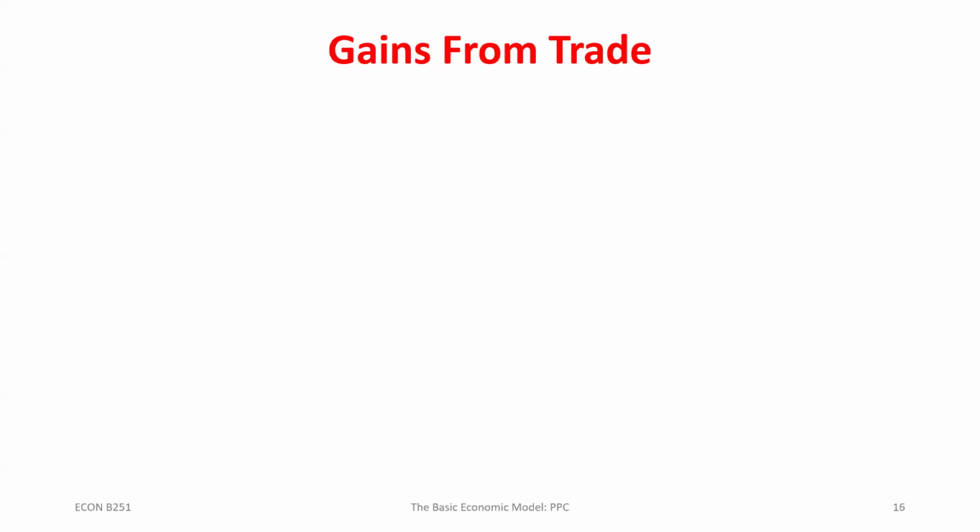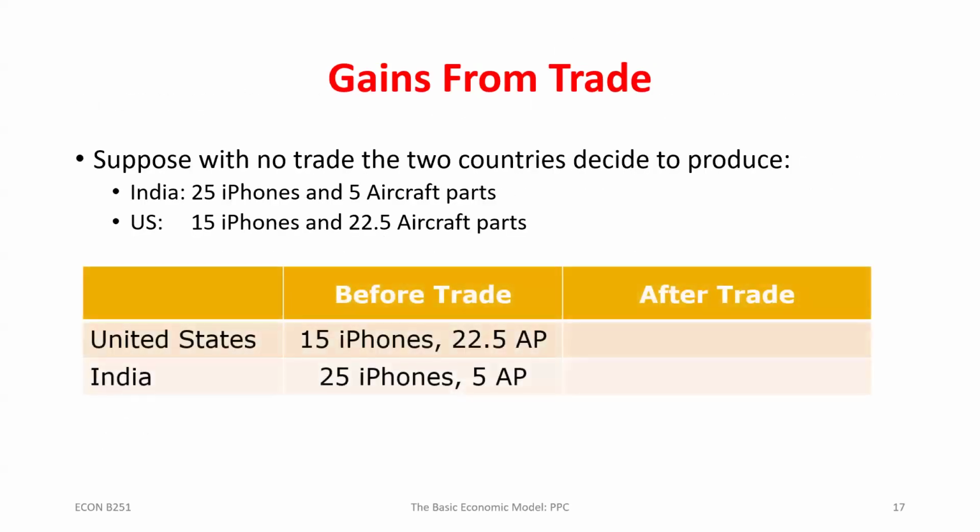So let's think about where they would be before they trade. This is where I said next class will take a little bit more time, instead of just thinking about the extremes, to think about the points in the middle. But for now, just trust me that 2 of the points on the production possibilities curves of these 2 countries would be 15 iPhones, 22.5 aircraft parts for the US, and 25 iPhones, 5 aircraft parts for India. So before trade, we were at a total of 40 iPhones, 27.5 aircraft parts for the entire world. Two countries, obviously we're simplifying here, but the same principles would apply if we added more countries. So we start out here, nobody's trading.